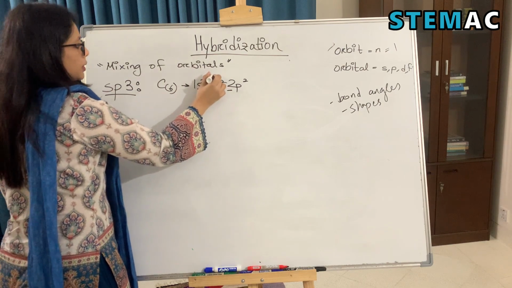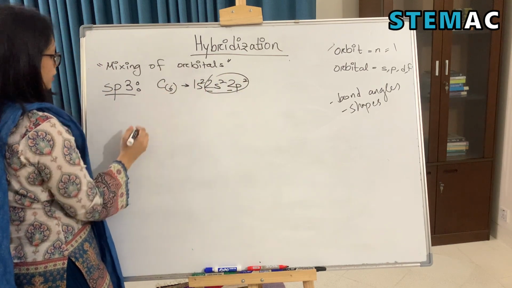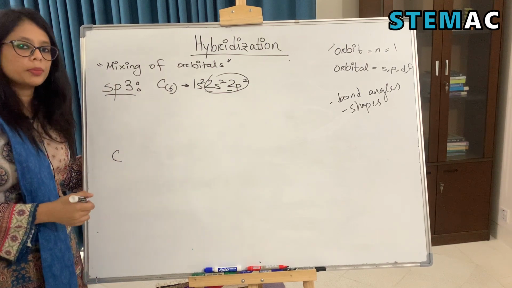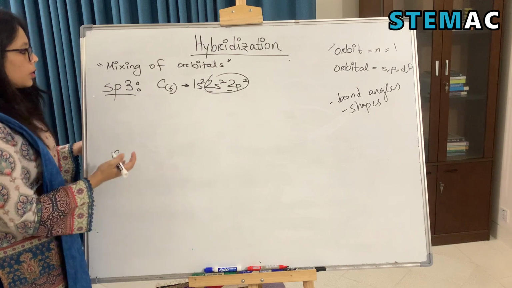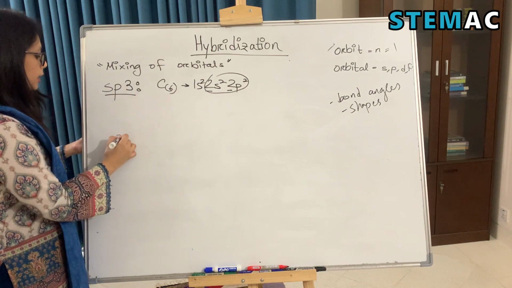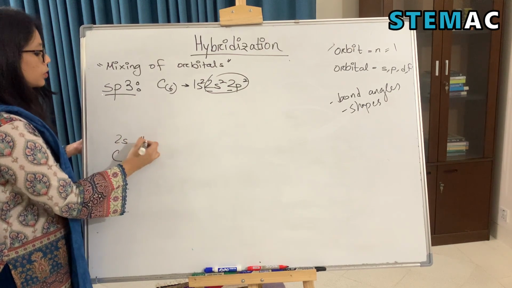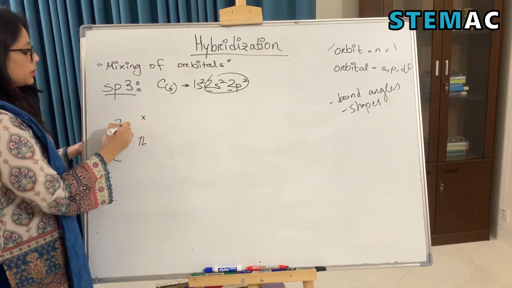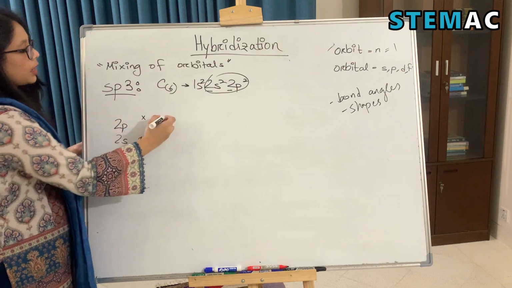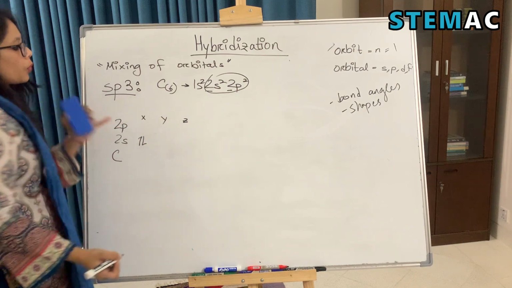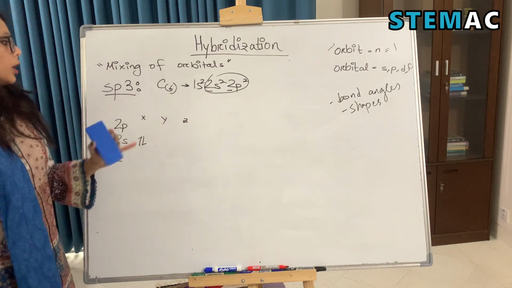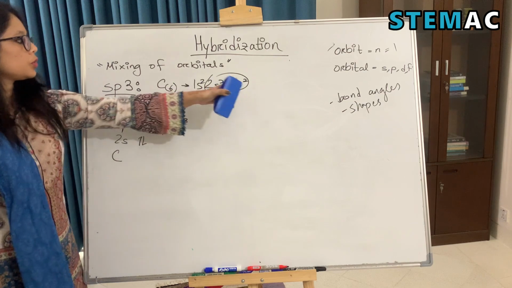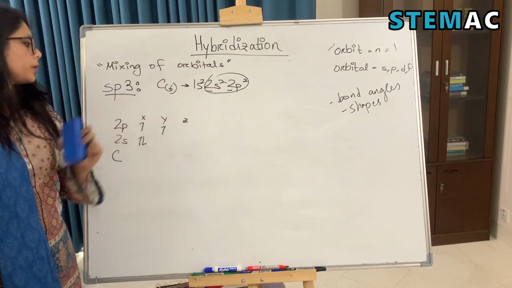So I'll be writing this portion now. If I write it down, carbon in its ground state, meaning when it's not forming any kind of bonds, has in its 2s orbital 2 electrons. In its 2p orbital, we know the 2p subshell has further 3 orbitals: x, y, and z. So the 2 orbitals here are 2px and 2py. These 2 electrons are present in 2px and 2py.